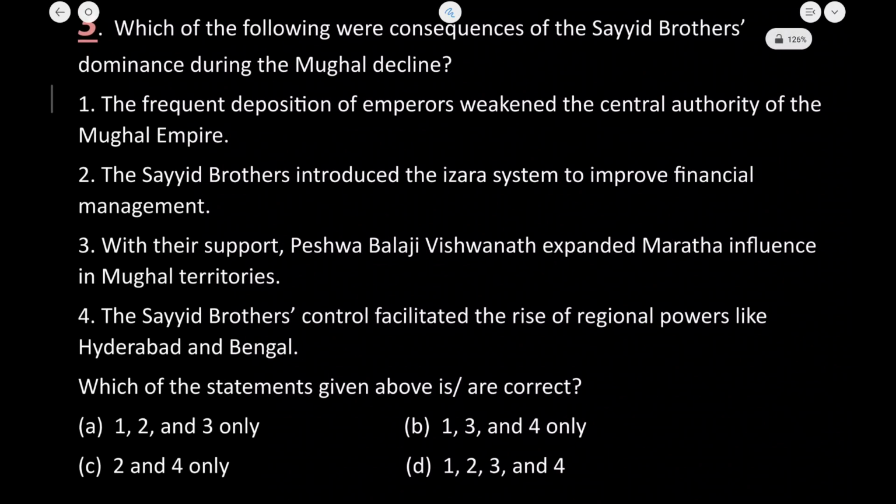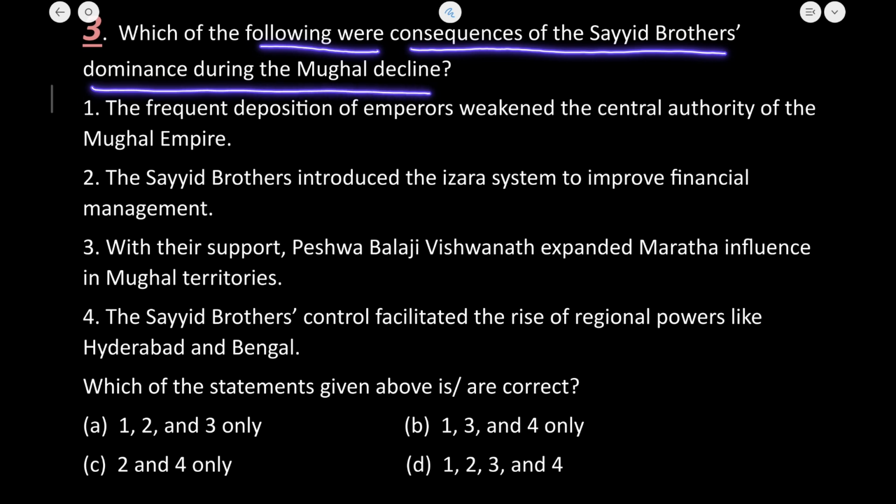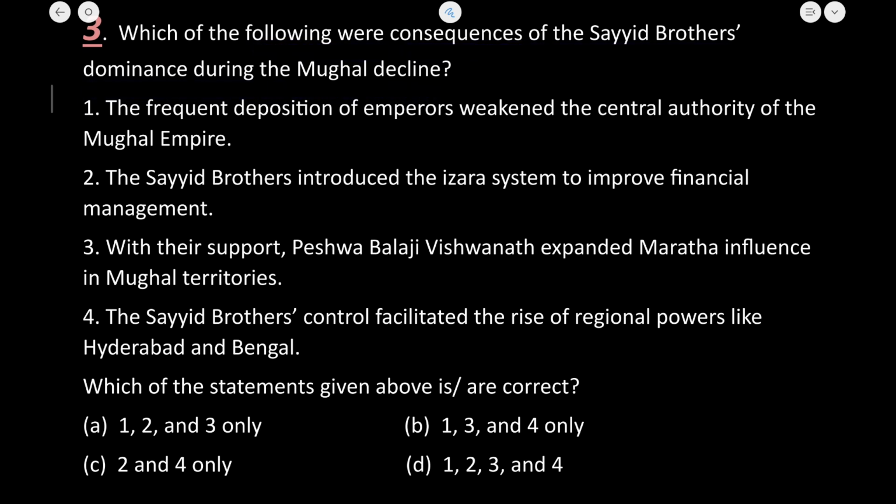Now this is question number 3. Which of the following were the consequences of the Sayyid brothers' dominance during the Mughal decline? Now I already told you the names of the Sayyid brothers. The names were Abdullah Khan and Hussain Ali.